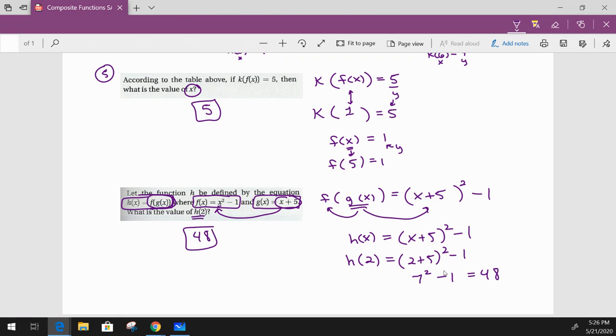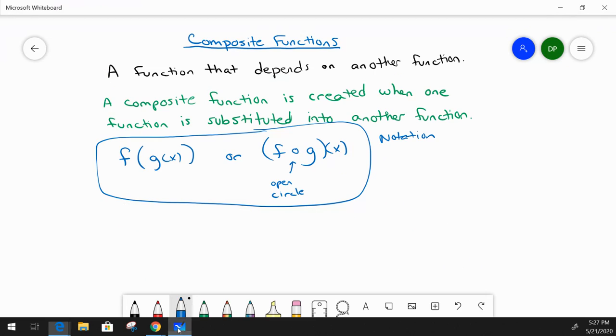So like I said, these are some examples of composite functions that are some SAT problems. Now we're going to go back and do a few problems that are similar to what you're going to have on your practice.